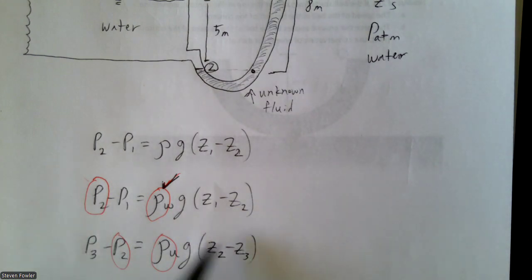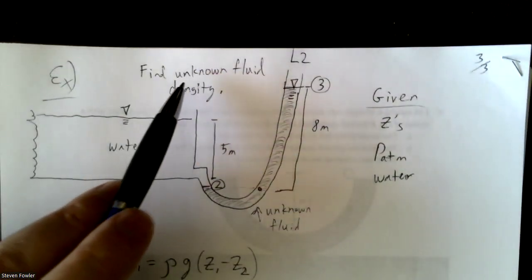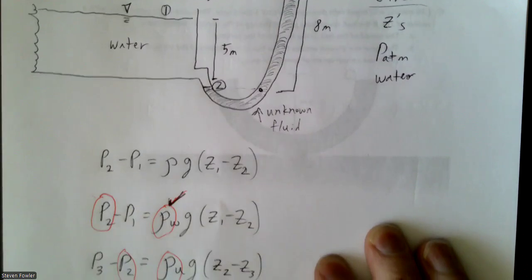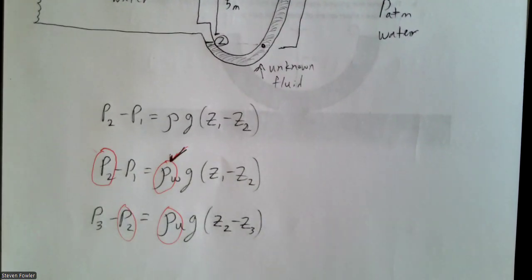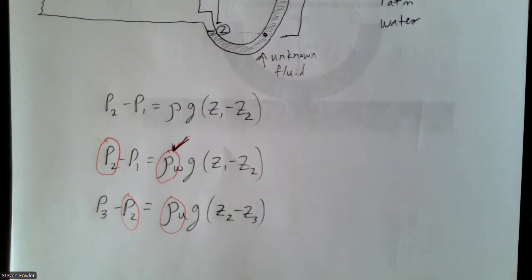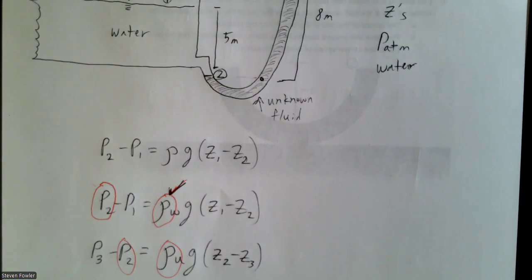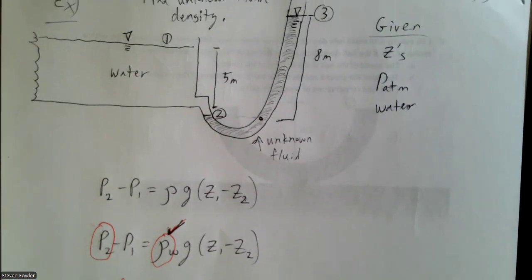But I've got here two equations, two unknowns. I don't know P2. I don't know the unknown density. But what is the problem asking for? The problem's asking for the unknown density. So I've got two equations, two unknowns. I always like to say the engineering work is done at this point. The hard work's done. Now it's just math and units.